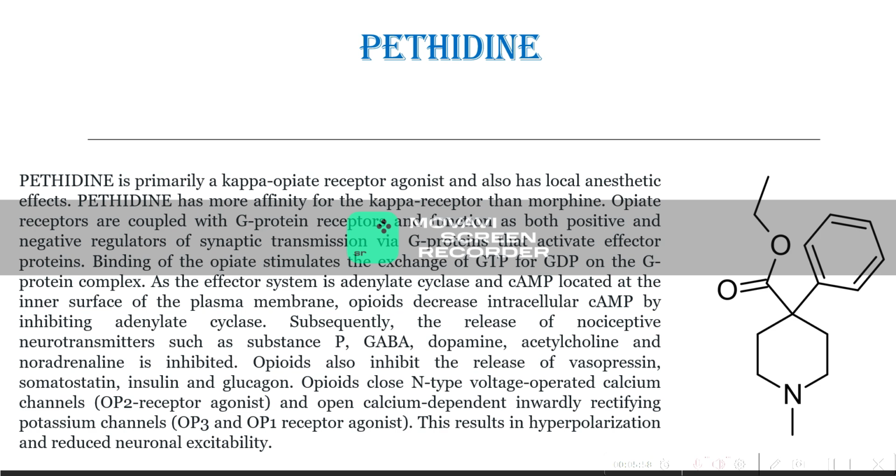Opioids close N-type voltage-operated calcium channels and open calcium-dependent inwardly rectifying potassium channels, through OP3 and OP1 receptor agonism. This results in hyperpolarization and reduced neuronal excitability.